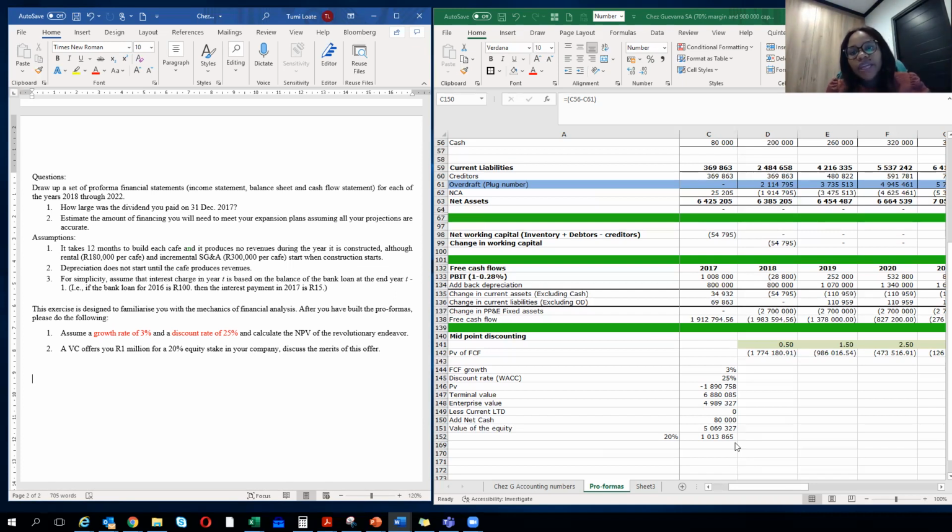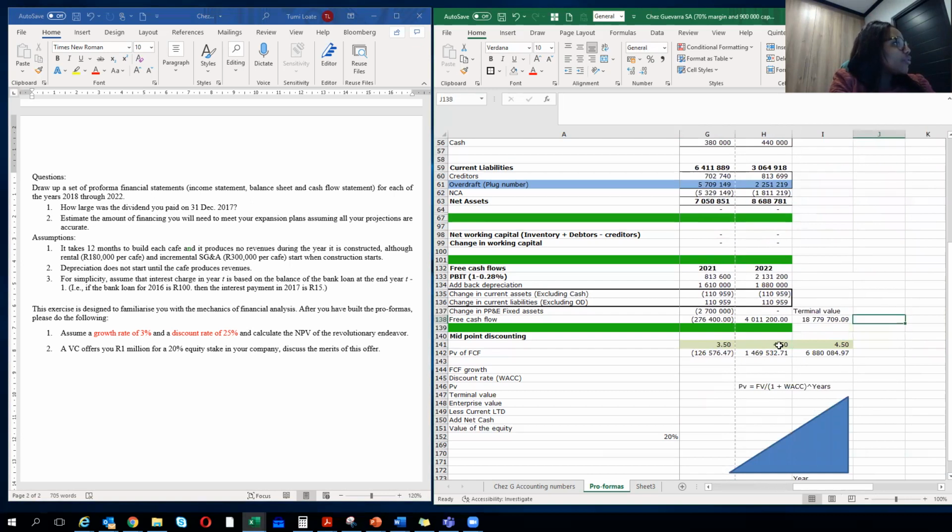Once you've gotten to the free cash flow, you can start present valuing that back. The most important concept you needed to get from the Chez Guevarra case is firstly how to use the income statement to get to your cash flows. But besides that, the next important concept is how to actually get to that terminal value.